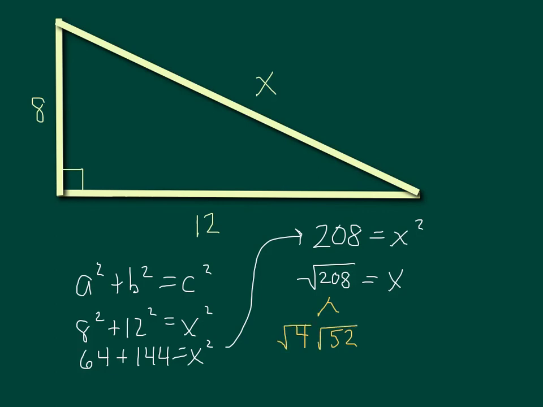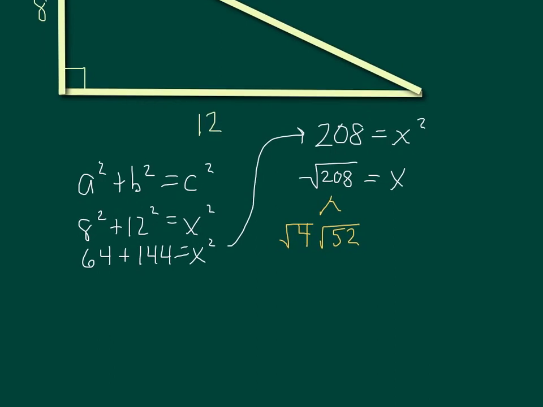So it's the square root of 4 times the square root of 52. Now, the square root of 4, we know that to be perfect, so it gets out of jail. It is 2 times the square root of 52. So we've taken the square root of 208 and reduced it to 2 radical 52. Now, we need to check 52. Do I know if that's in simplest form?